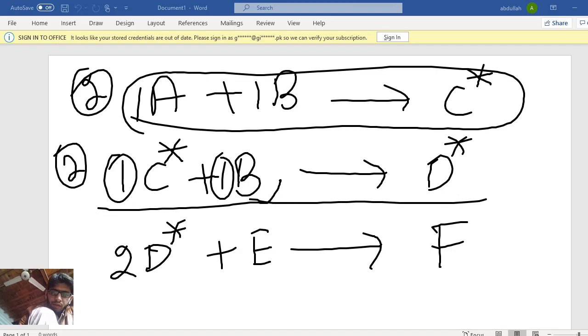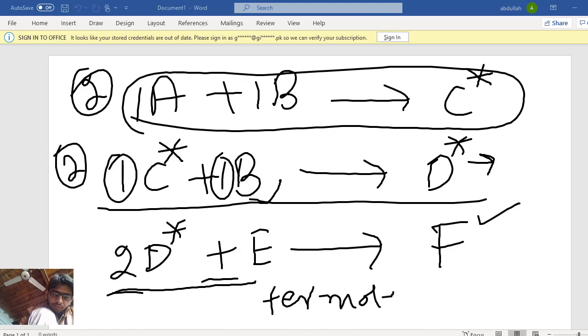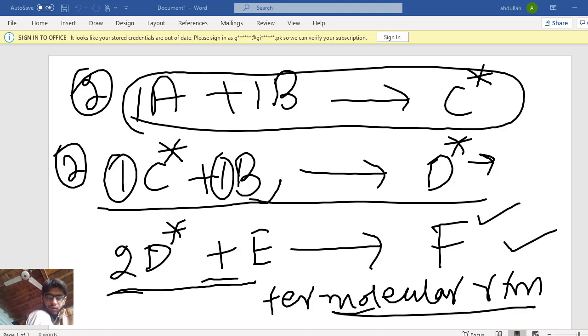It is a bimolecular reaction. If there is one molecule involved, it will be a unimolecular reaction. Similarly, if there are three reactant molecules involved in this elementary reaction, it is a termolecular, or trimolecular, reaction. So this is the molecularity of a reaction.